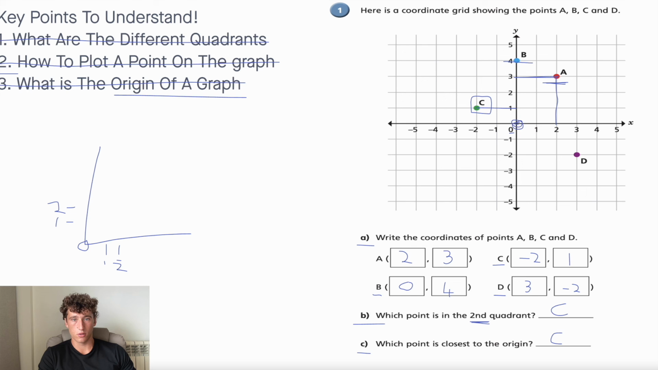I hope from this video you get a good idea of what coordinates in all 4 quadrants are, how to work them out, and what they actually mean.